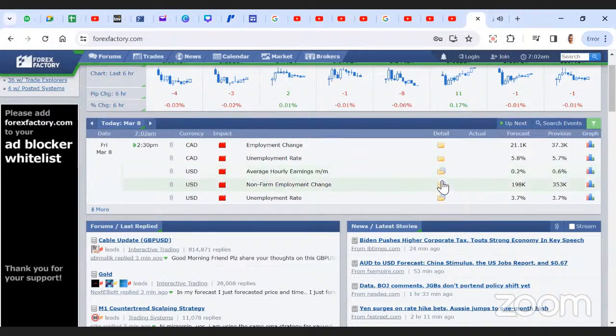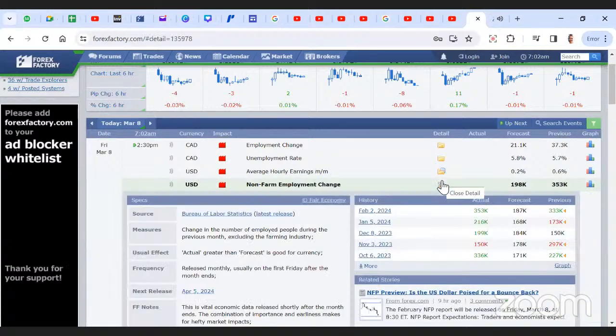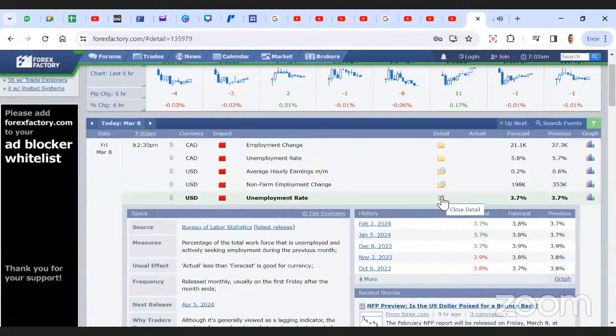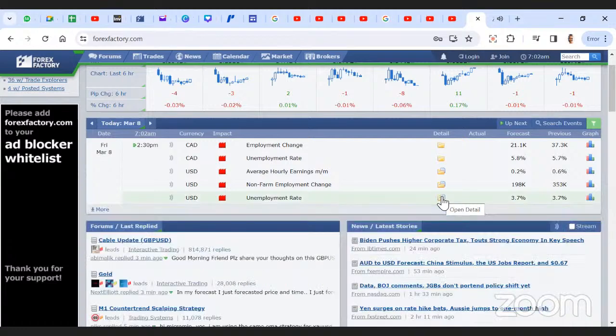Then we have the non-farm employment change, which is the change in the number of employed people during the previous month. And for this one also, actual greater than forecast is good for the currency. And finally, we have the unemployment rate, which is the percentage of the total workforce that is unemployed and actively seeking employment during the previous month. And for this one, just like the one we had in CAD, actual less than forecast is good for the currency. So for the average hourly earnings and non-farm employment change, actual greater than forecast is good for the currency. For the unemployment rate, actual less than forecast is good for the currency.